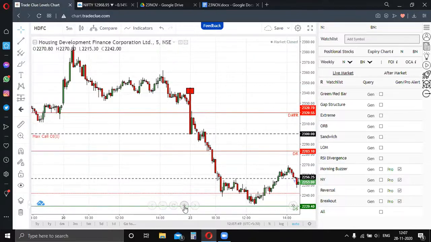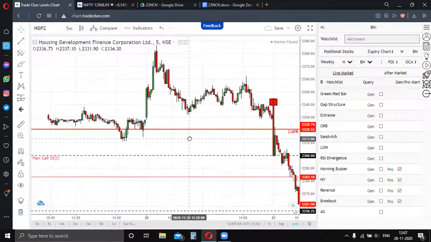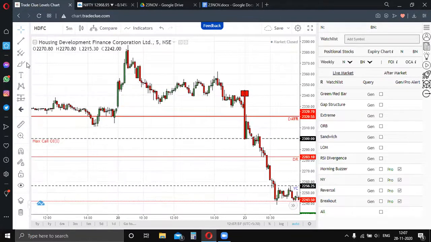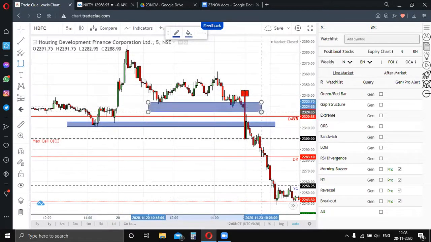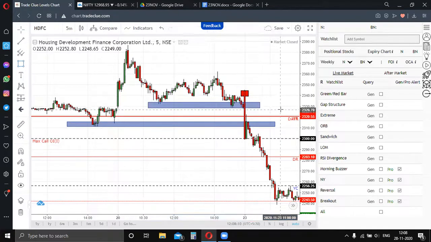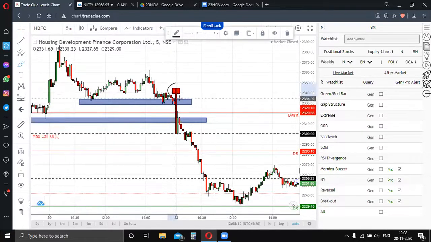Now, this was the day. Here, if you see, there was a good support in this zone, which was taken out. The earlier day, for the entire day, there was a small support zone somewhere in this zone, which was also taken out. And then, along with a huge open interest, the stock started melting down. This was the exact first 5-minute candle, right? This is the first 5-minute range.